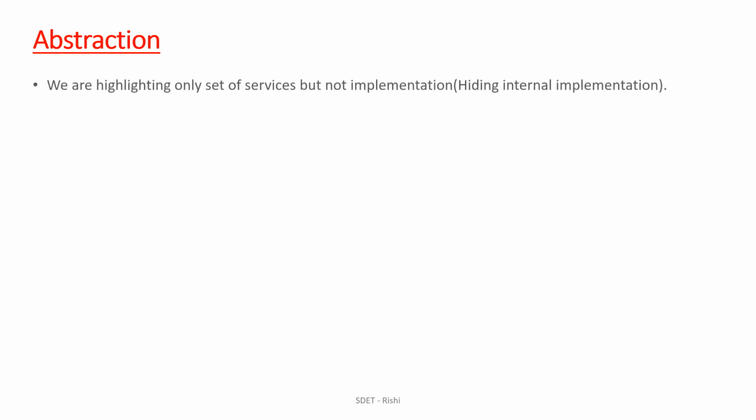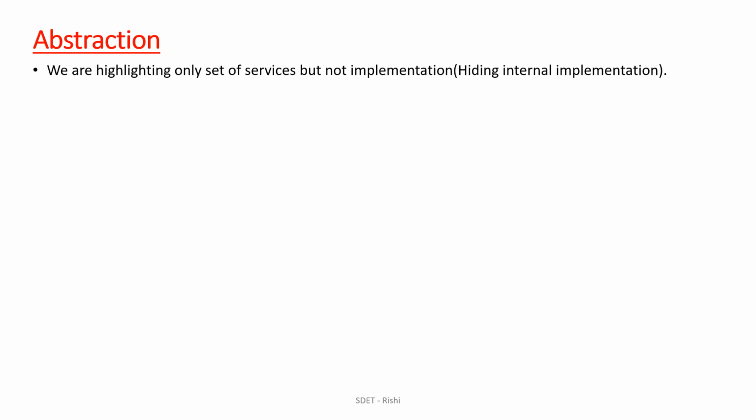So what is abstraction? Suppose we go to an ATM machine, and its GUI has some set of options when we insert our card. It asks whether we want to get a mini statement, withdraw some amount, check the balance, or change the password, whatever it is. So it is giving some set of services.